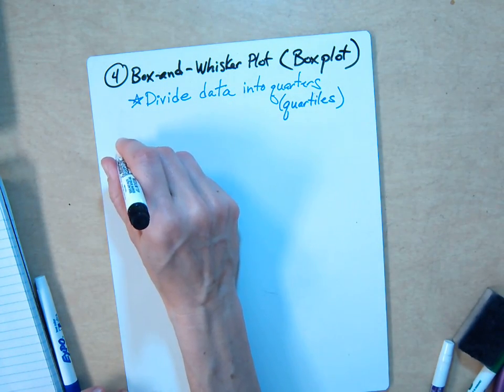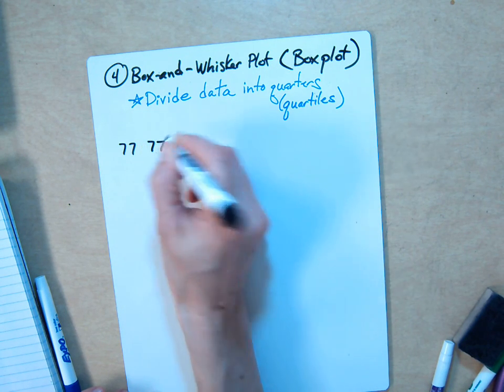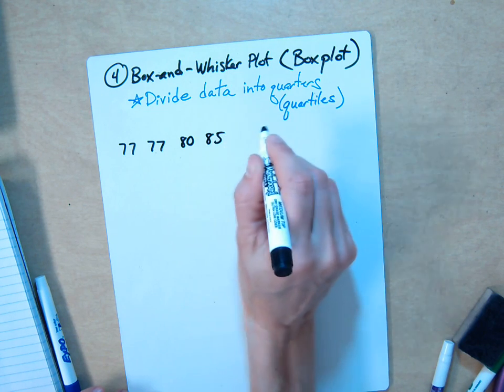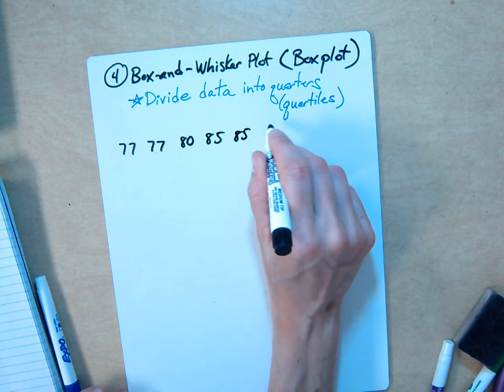It can be really simple. 77, 77, you definitely want your data in order. All we're going to do, let me rewrite this, 80, 85, 85, 88.